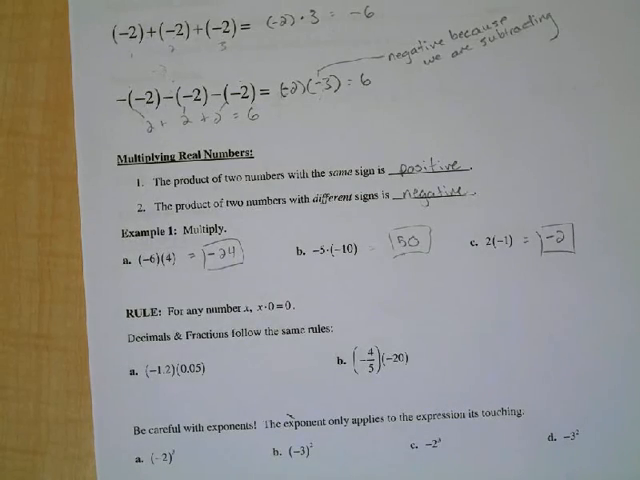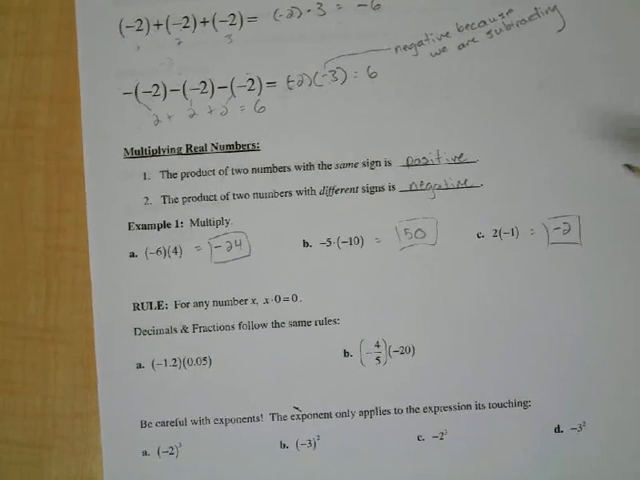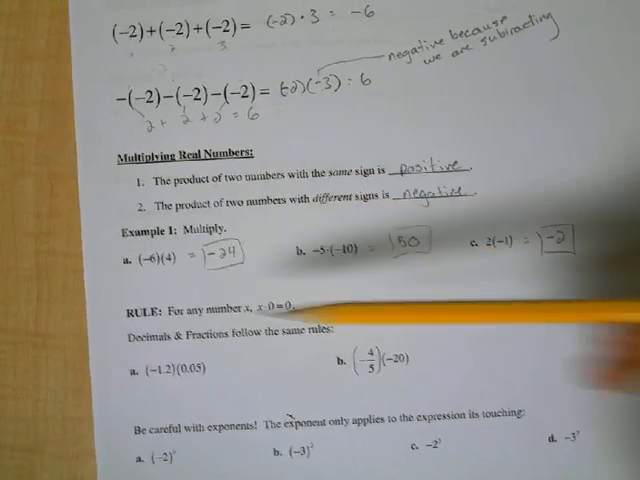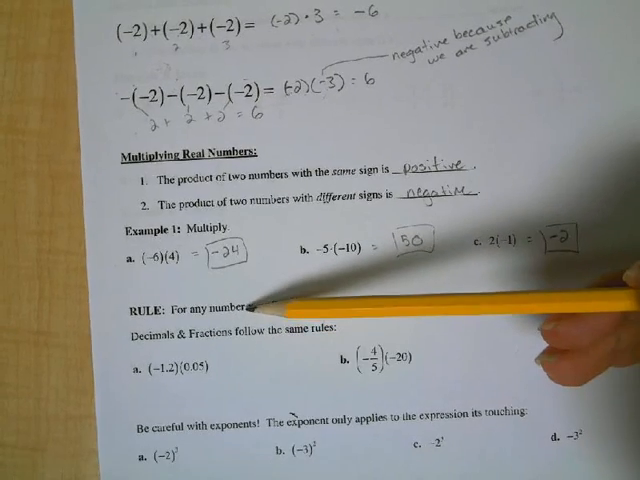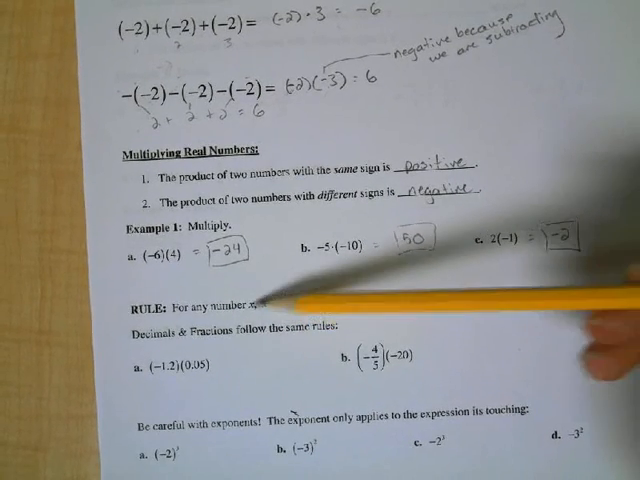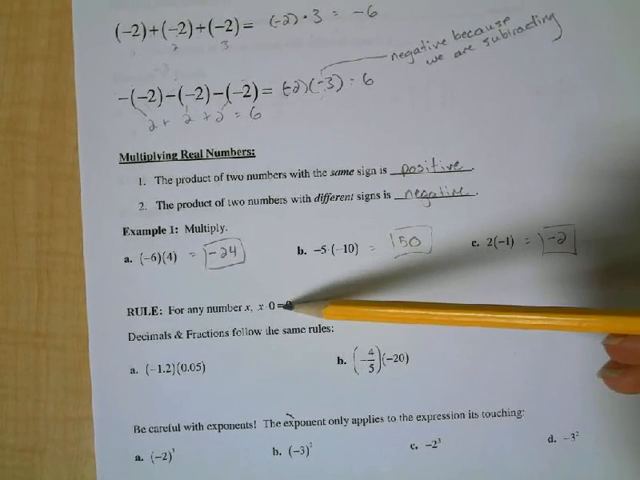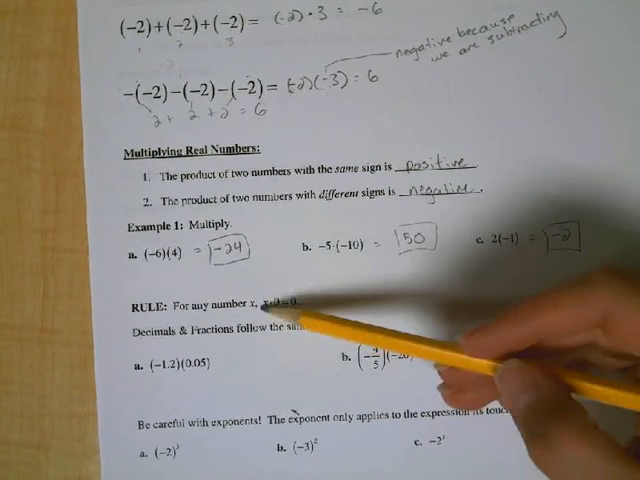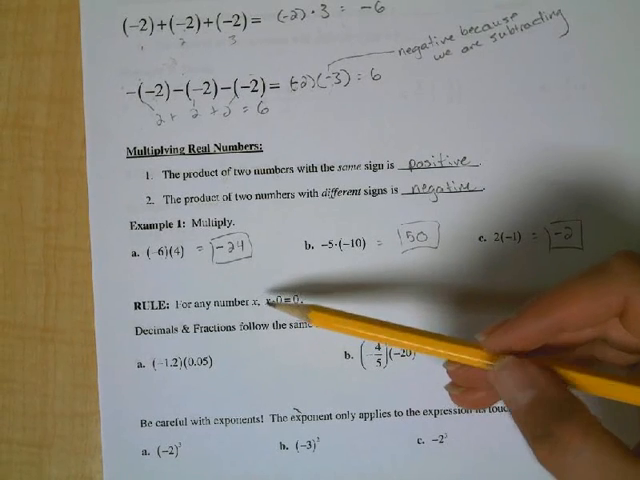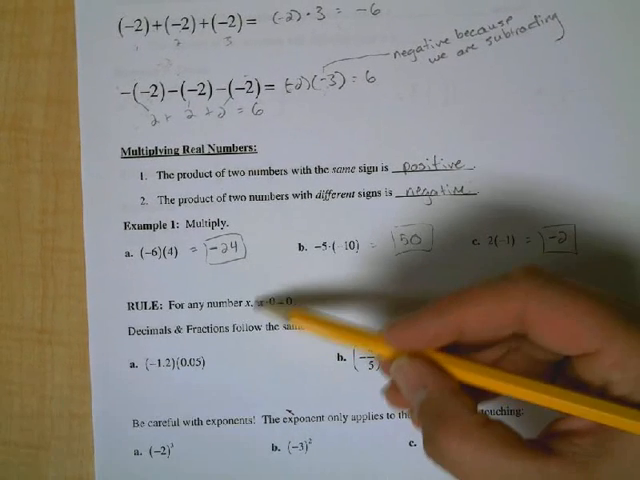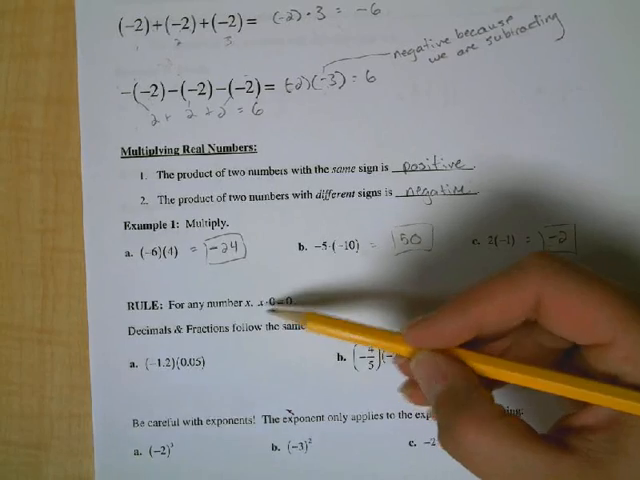Okay, so now the rule. Here's one of the rules. One of the big rules in math that tends to throw people off. For any x, so any number whatsoever, if I multiply by 0, my answer is 0. That's what this says. X times 0 equals 0. I can put 3, 5, 7, 20, 132, 32 fifths. It doesn't matter what I fill in there for x. Anything times 0 is always 0.